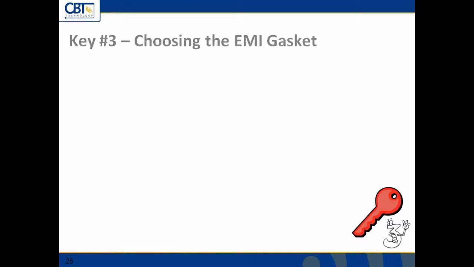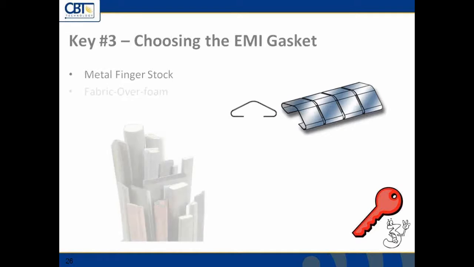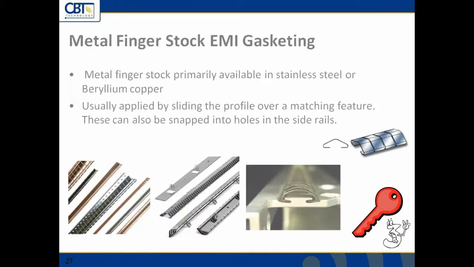As we move on to our third key, we're going to be taking a look at the EMI gaskets. So a few options here. I think many are familiar with the metal finger stock or the fabric over foam. Those are the two main gasketing options that we have. Actually, a couple more out there, but those are the two main ones that we're going to talk about. By far, we see these used more prevalently.